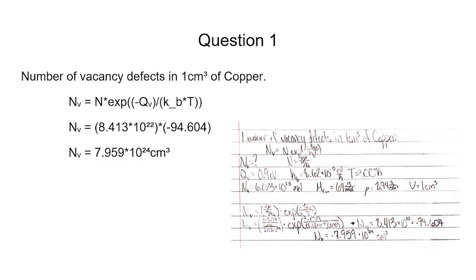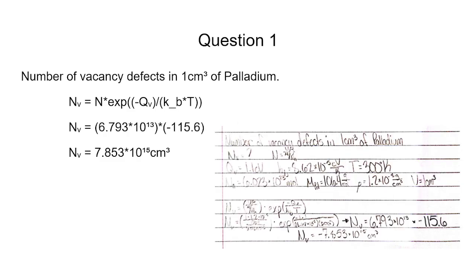To get N, we can use the equation V times rho divided by M times N_A, where V is the volume, which was 1 centimeter cubed, M was the mass of the metal, rho was the density of the metal, and N_A was Avogadro's number. With this, we get 7.959 times 10 to the 24th per centimeter cubed. Using the same equation from the previous slide, you can get the number of vacancy defects per centimeter cubed of palladium, which was 7.853 times 10 to the 15th per centimeter cubed.